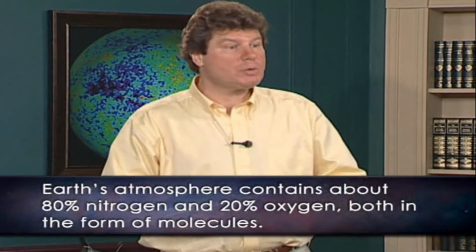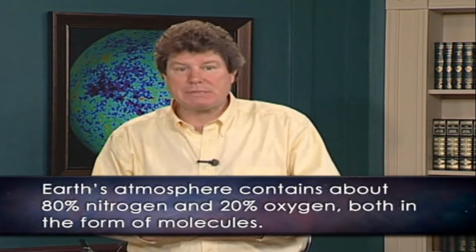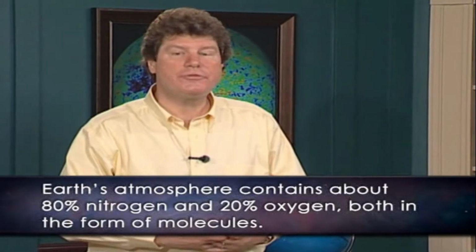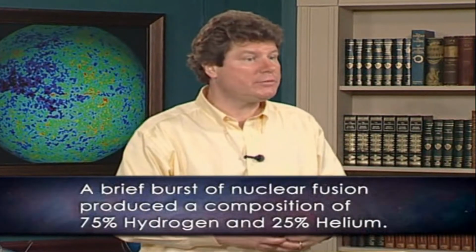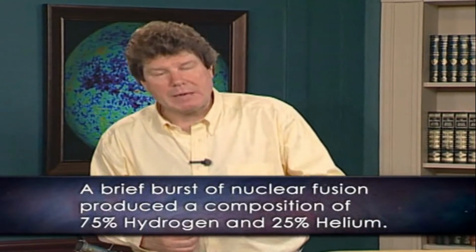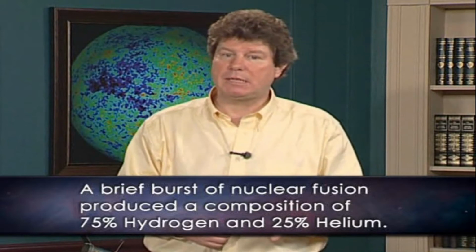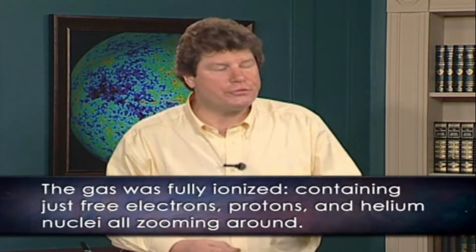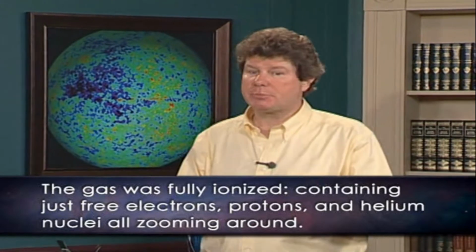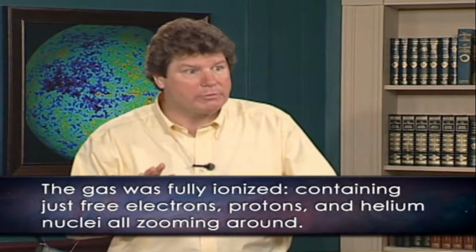So let's start with the gas's composition. Here on Earth, the atmosphere you and I are now breathing contains about 80% nitrogen and 20% oxygen in the form of molecules. So what about the primordial gas? Well, remember, about 3 minutes after the Big Bang, a brief burst of nuclear fusion produced a composition of about 75% hydrogen and 25% helium, and not much else. Now, because of the intense heat, these gases were neither atomic nor molecular. They were fully ionized. Just free electrons, protons, and helium nuclei just zooming around.